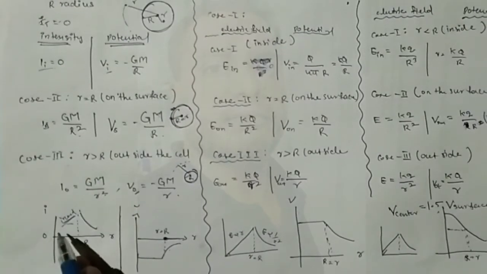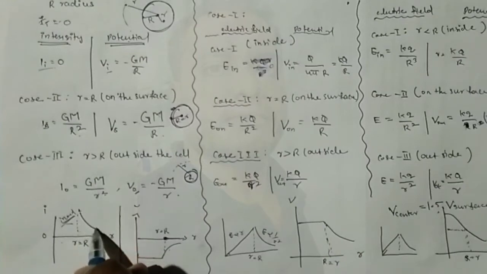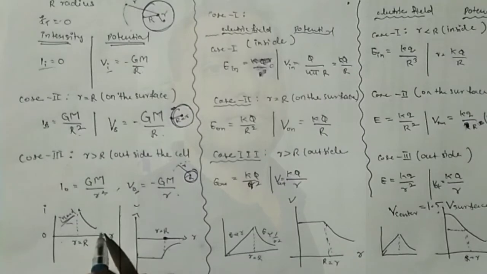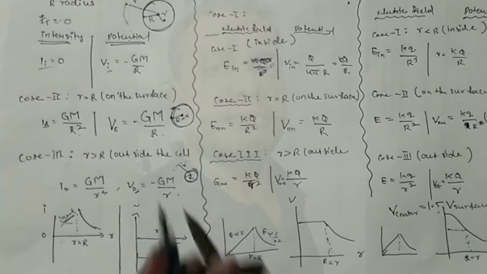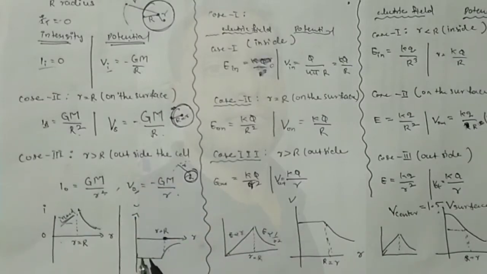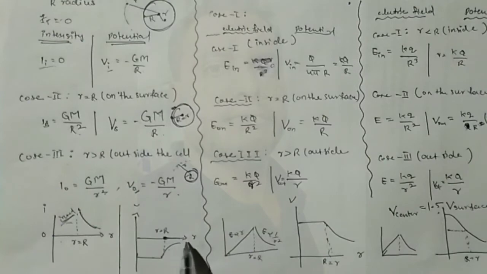Inside the spherical cell, intensity is equal to 0, and on the surface it is maximum. Again, as the distance increases, the intensity decreases. For the potential, inside it is negative maximum, up to the surface area. Outside, if the radius is increasing, the potential is decreasing.